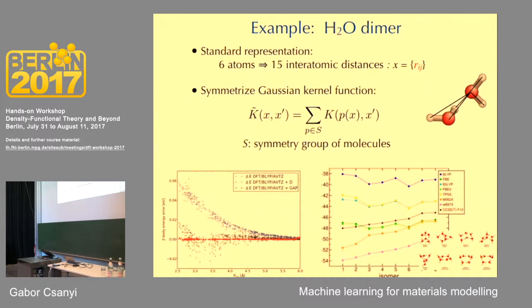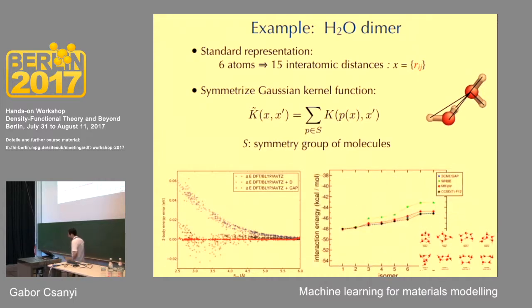BLYP plus D, so this is Grimme's correction, I think D2, gives you the black points. It's just the energies of the water dimers. So if you take the machine learning fit, then on the same scale, you get the blue curve. So very, very, very accurate. So these are all sort of machine learning fits, although not everyone calls them that.